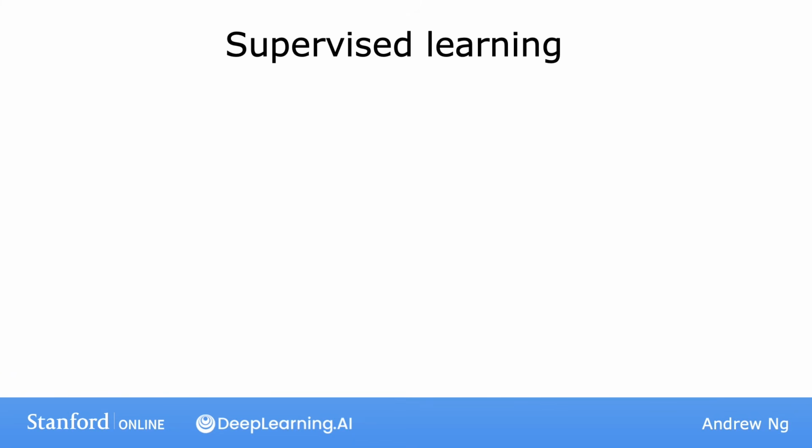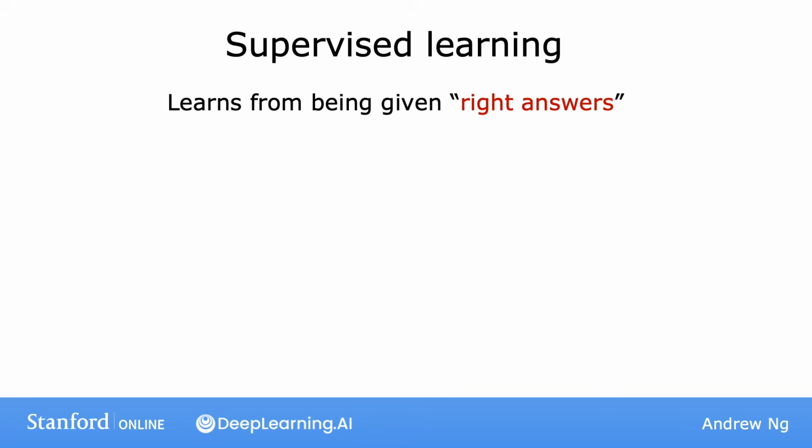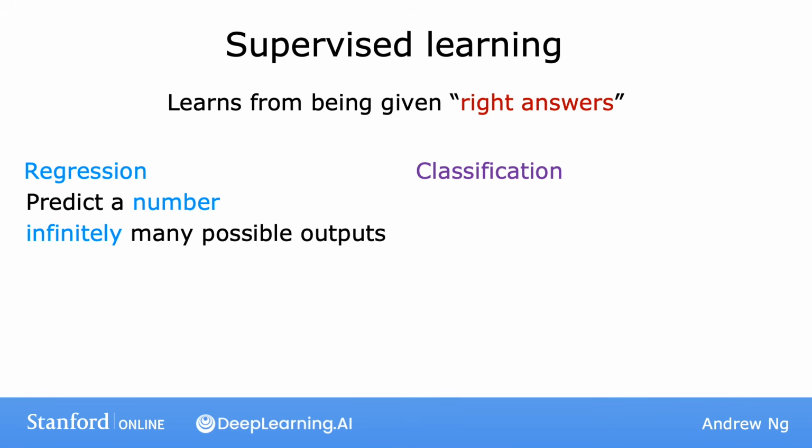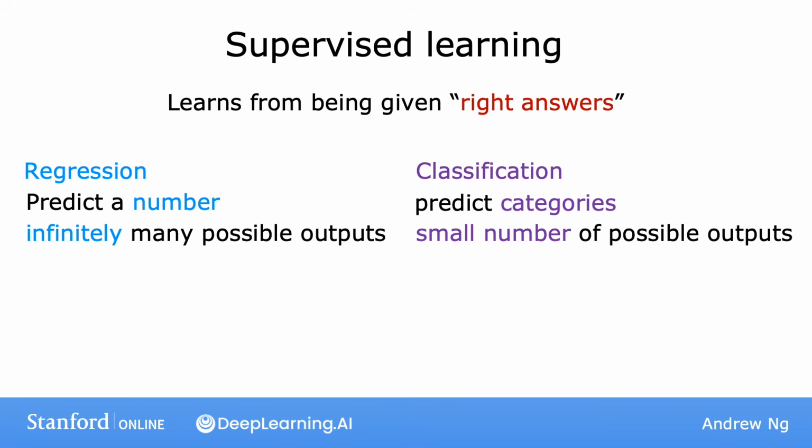So, to recap, supervised learning maps input X to output Y, where the learning algorithm learns from the quote right answers. The two major types of supervised learning are regression and classification. In a regression application, like predicting prices of houses, the learning algorithm has to predict numbers from infinitely many possible output numbers. Whereas in classification, the learning algorithm has to make a prediction of a category out of a small set of possible outputs. So you now know what supervised learning is, including both regression and classification. I hope you're having fun.